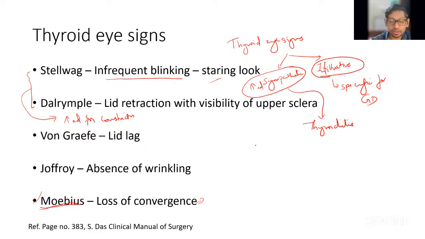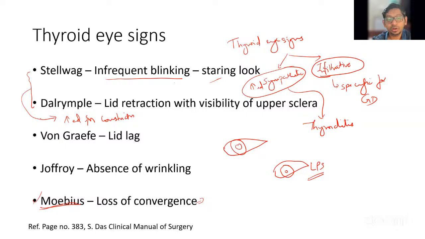So in a normal patient, if I was to draw the eye, you will not be able to see the upper or the lower sclera. However, in a patient with a lid lag or a Dalrymple sign, usually the upper lid is retracted upward. Again, this is because of increased smooth muscle contraction, that is of the levator palpebrae superioris. So the increased levator palpebrae superioris is going to lift the upper eyelid up. So you are able to visualize the upper sclera here.